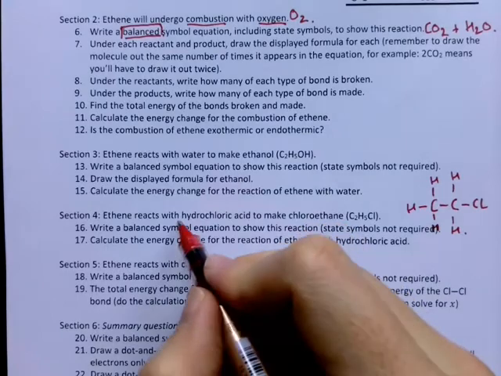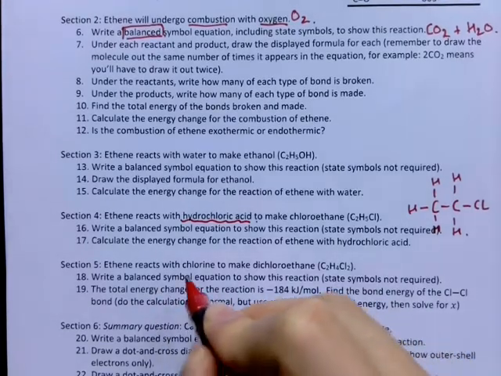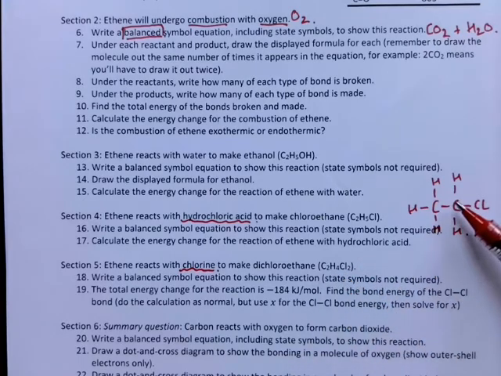As long as you know what the formula for hydrochloric acid is, which you should know, which is why I'm not going to tell you what it is. For section 5, same again. I think you should know what the formula for chlorine is, which is why I'm not going to tell you that. I'm also not going to tell you the displayed formula. I'm not going to tell you what dichloroethane looks like because I think from this you should be able to work out what dichloroethane looks like.